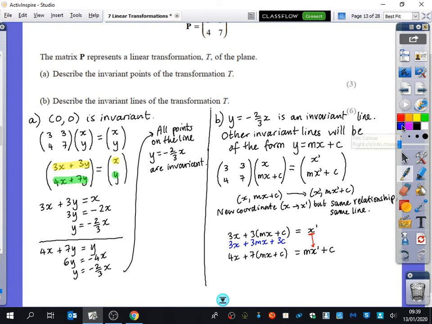If you have run out of space, you can always go on to the next page on the bottom half. There's a bit of gap there, because it is important to get this bit done so that you've got it in your notes. On reflection, I probably should have given you more space for this one than the second one. So I'm going to substitute this in here. So I've got 4x, and I'm going to expand the brackets, plus 7mx plus 7c equals m lots of this thing that I've got here, which is 3x plus 3mx plus 3c plus c.